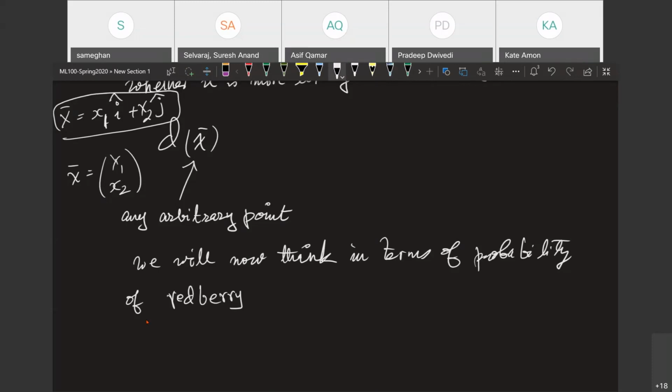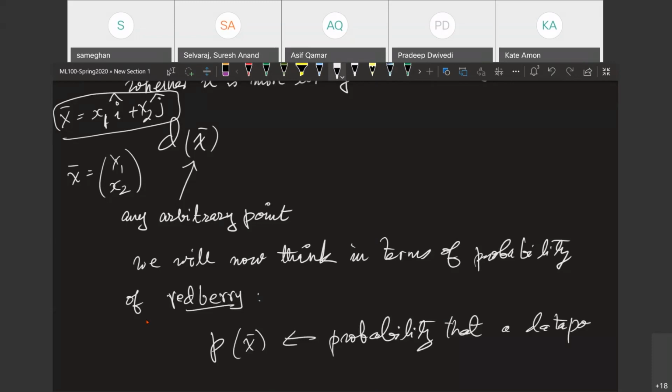This is the probability of a red berry. And this probability of a red berry, we will write as P. P of X is the probability that a data point X belongs to a red berry.